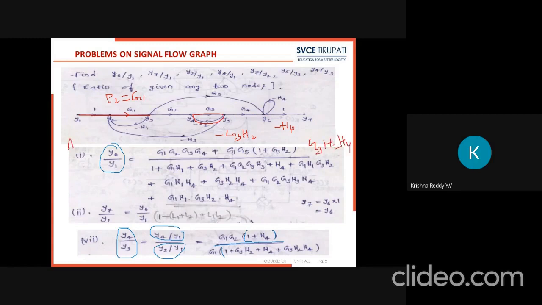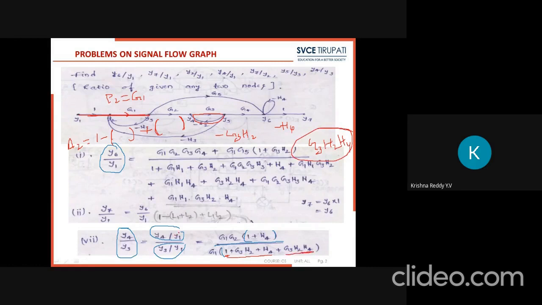Then delta 2 is equal to 1 minus the sum of individual loops that do not touch its forward path. Here G3 H2 and H4, both have minus, so minus of minus is positive: 1 plus G3 H2 plus H4. After that plus the sum of two non-touching loop gains. Here these two loops are not touching each other. Then the two non-touching loop gain is G3 H2 H4.